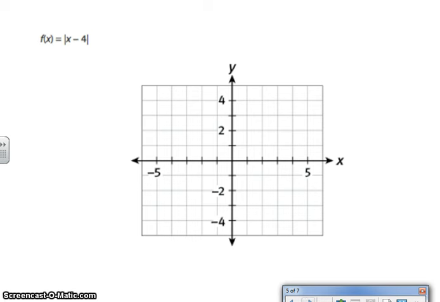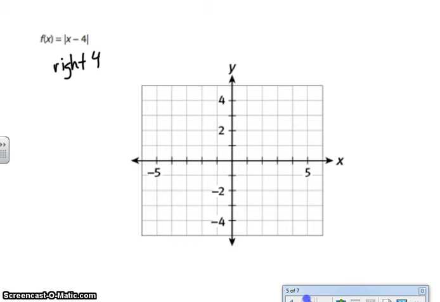All right, next we have a minus 4 inside the absolute value. So if you look back up at the transformations, when it's inside the absolute value, it's going to move it left or right. And since we have a minus 4, that's going to move our graph right 4.